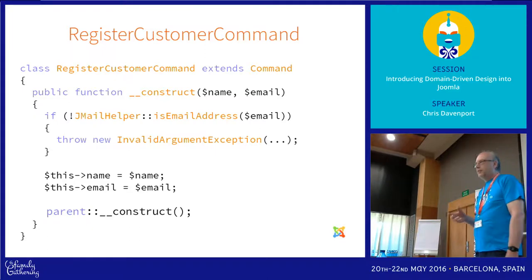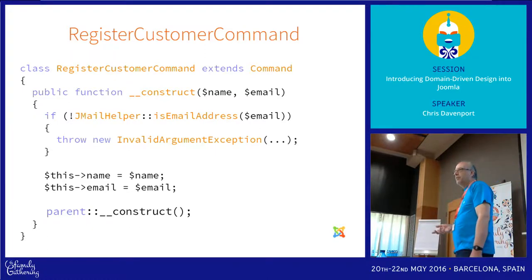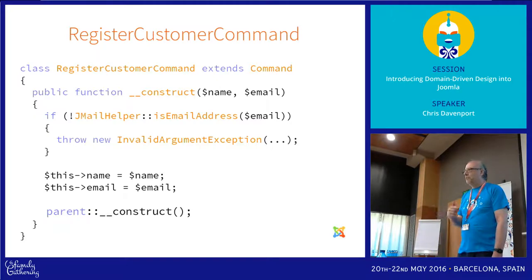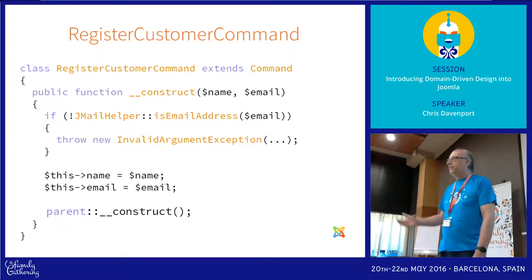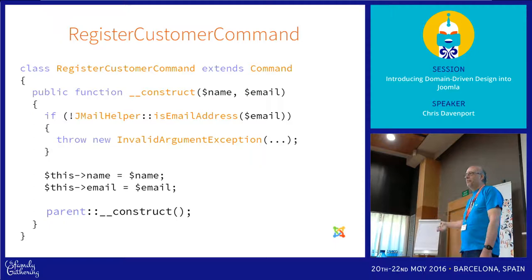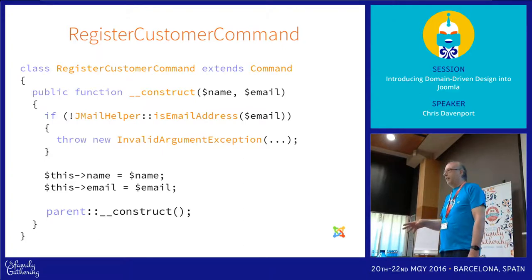the constructor there will take a name and the email address, and we'll just do some simple validation there to make sure the email address is a valid email address, valid in the sense that it matches regex rules. If you want to do any sophisticated validation, like matching it to a database somewhere to make sure it's not a previously registered customer or something, you wouldn't do it in the constructor of the command. You would do that in the command handler, in the application logic.